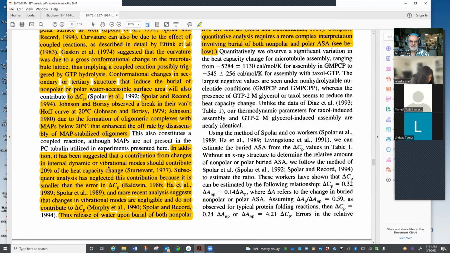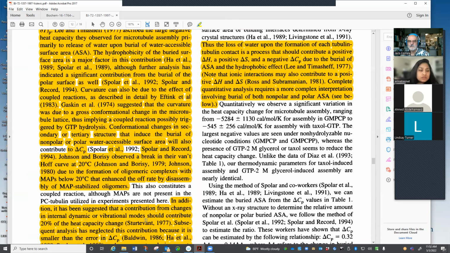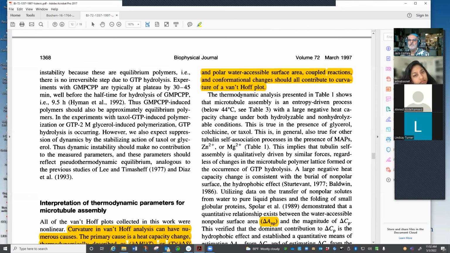Subsequent work suggests that that's a small contributor in an absolute sense. More recent analysis suggests that vibrational modes are negligible and do not contribute. Okay, that is actually still a little bit controversial. The release of water upon burial of both nonpolar and polar accessible surface area, coupled reactions, conformational changes, all contribute to the curvature. So in general, when I wave my hands and say, why is there curvature in a Van Hoff plot? The answer is burial of hydrophobic surface.